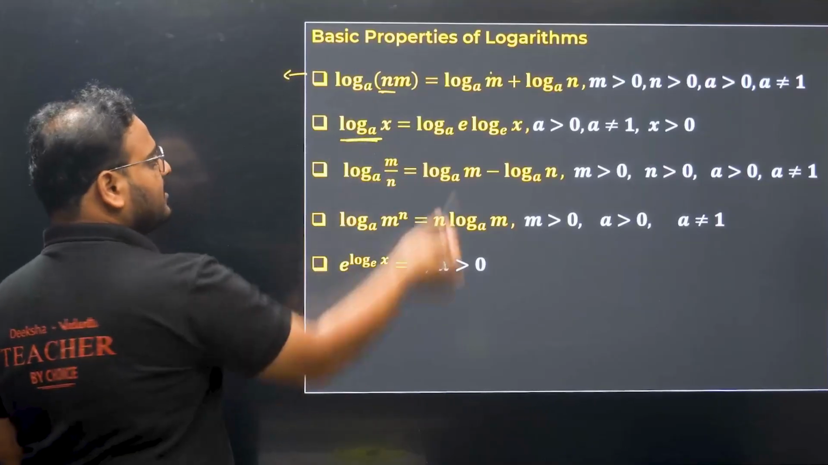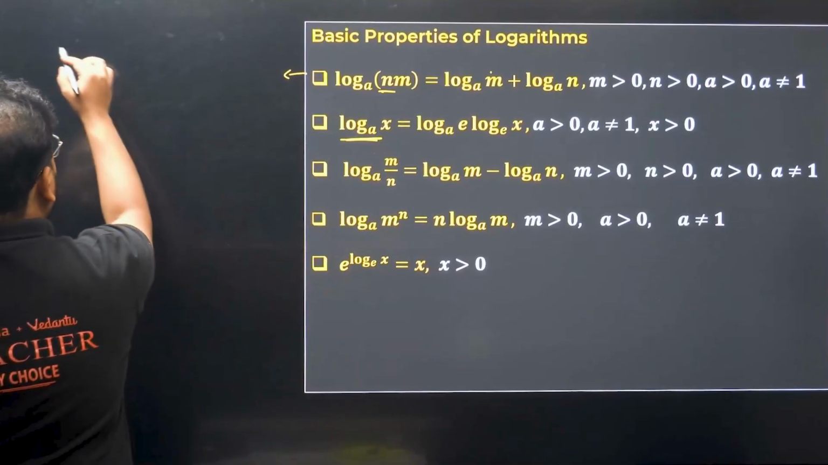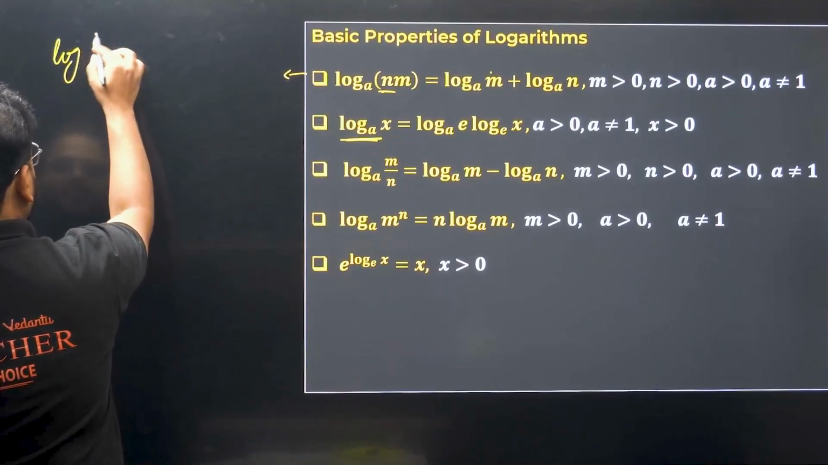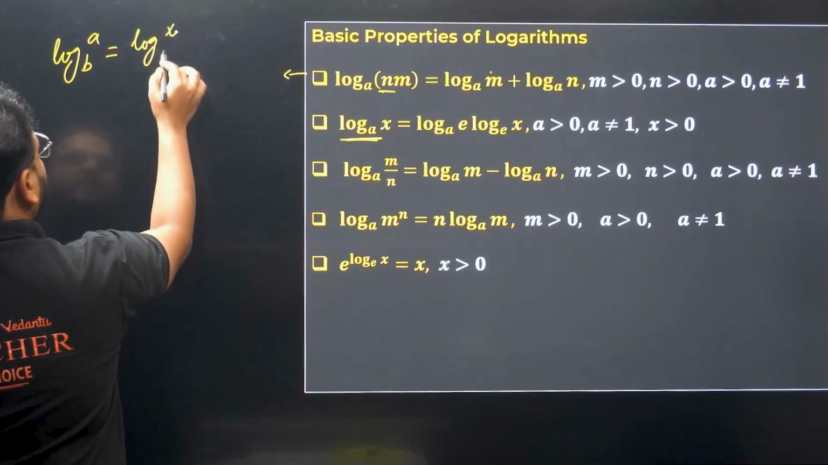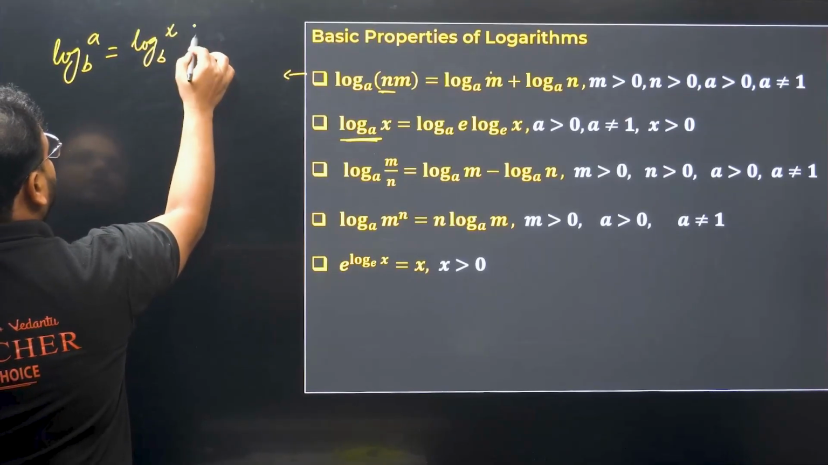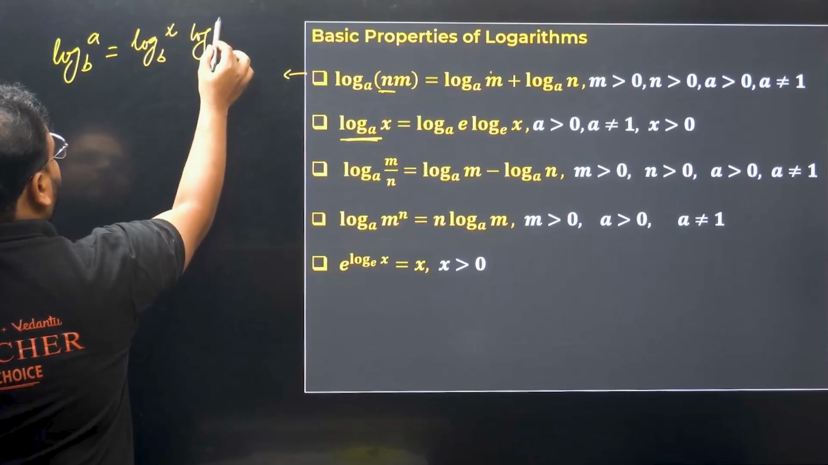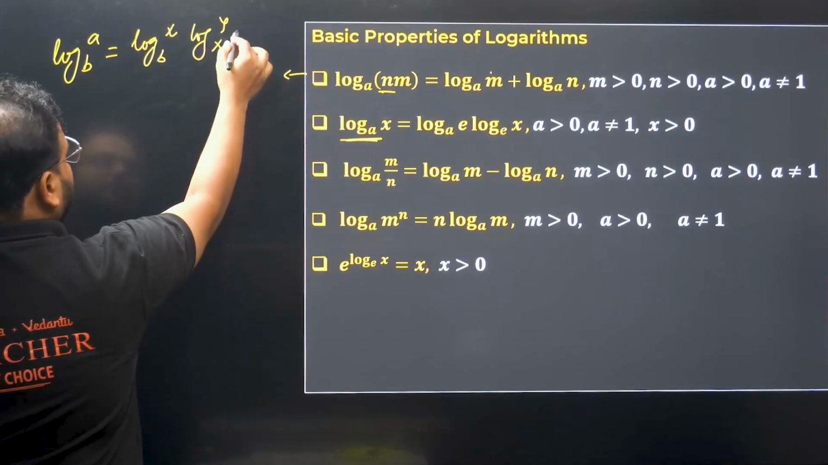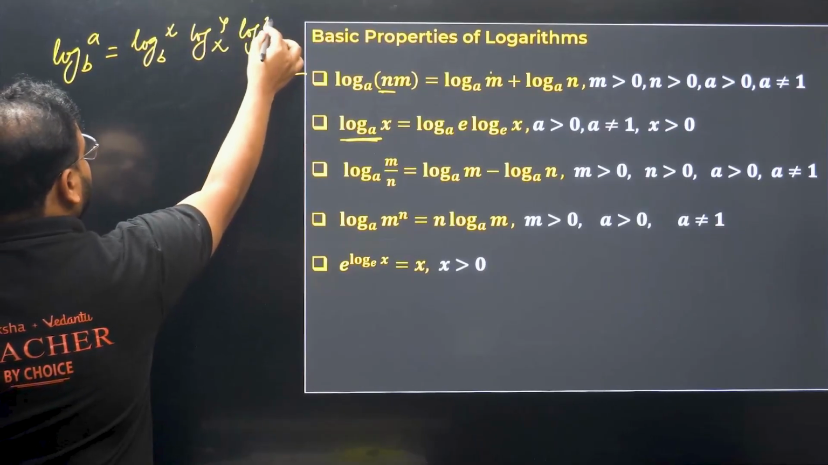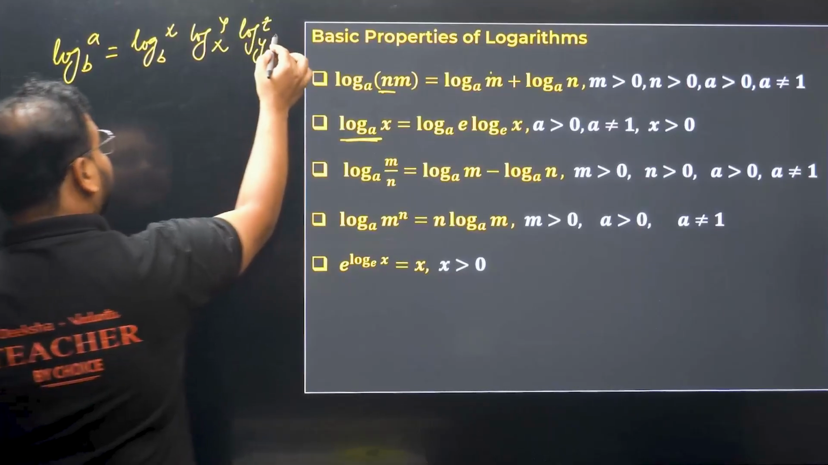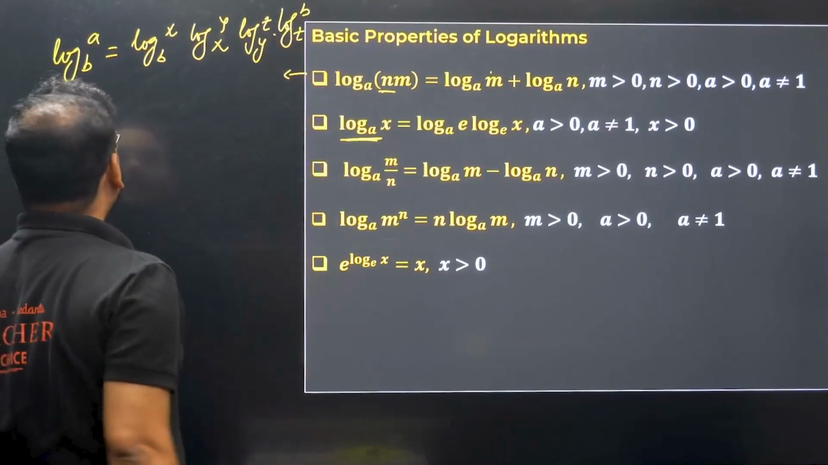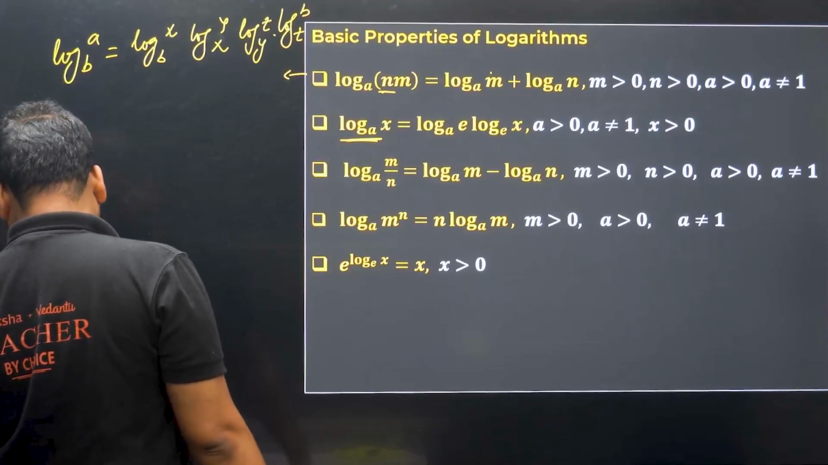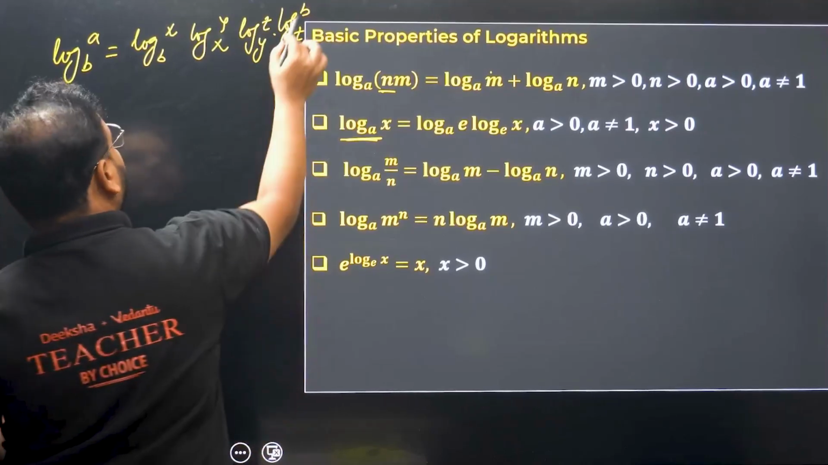You can keep changing the bases. Let's say I start from log of a with the base b. I can write this as log of x with the base b. Then one more time I can write log of y with the base x. I can go one more time. Log of t with the base y, and I have to write finally log of a with the base t. One second. Log of a over here, not b.